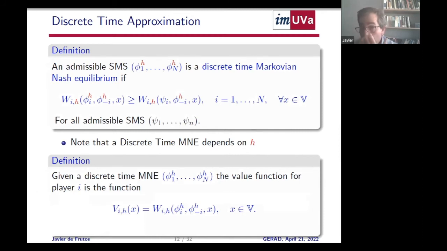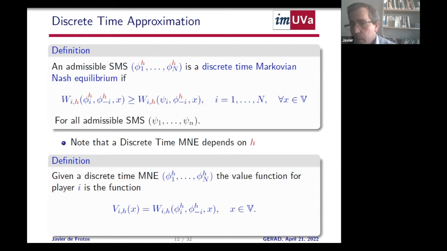For this discrete time game, we have a similar concept as in the continuous case. We call it a discrete Nash equilibrium if we have the usual inequality that tells us that if the players in the discrete game are playing their part of the equilibrium, they are playing the best response to the other players' strategies if the other players play their part of the Nash equilibrium. This is exactly as in the continuous case.